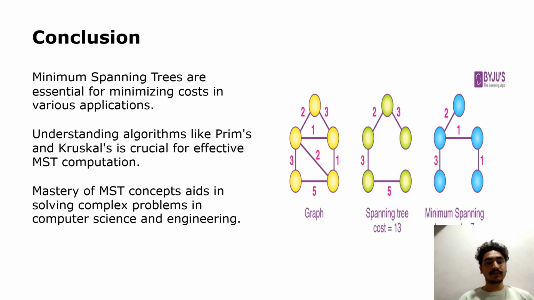We move to the conclusion. Minimum spanning trees are essential for minimizing costs in various applications. Understanding algorithms like Prim's and Kruskal's is crucial for effective minimum spanning tree computations. Mastery of minimum spanning tree concepts aids in solving complex problems in computer science.